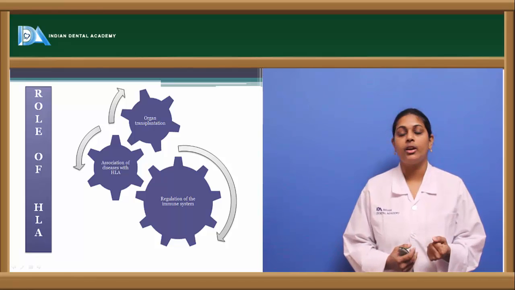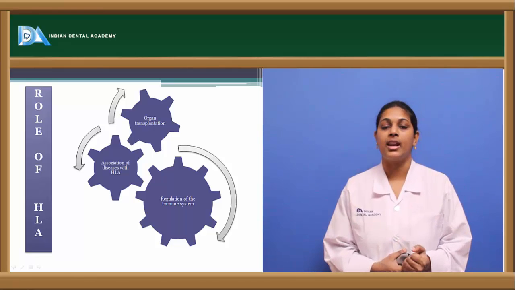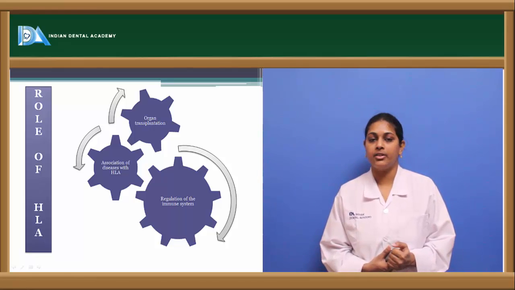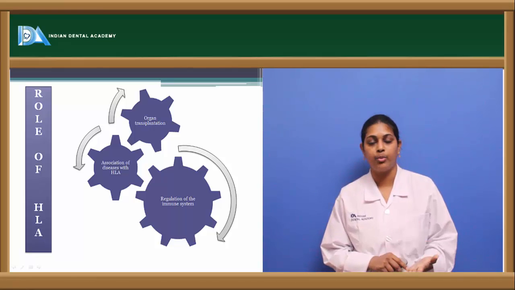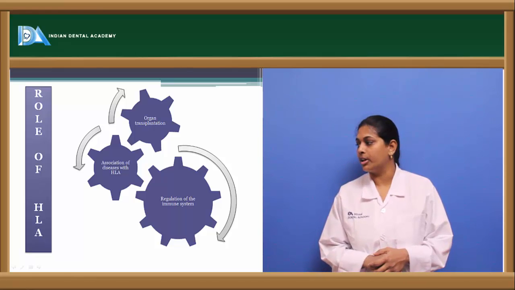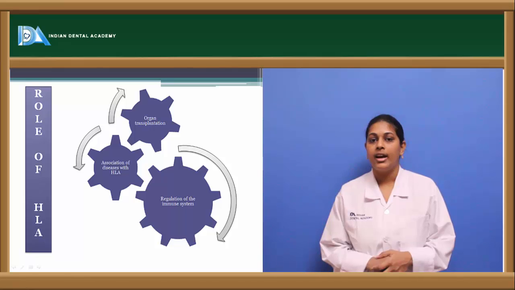Coming to the regulation of the immune system, you have the class 1 and class 2 MHC factors. They identify specific antigens, and further they mediate the immune regulatory system, both in cell-mediated immunity and in humoral immunity. This is the role of the HLA system.